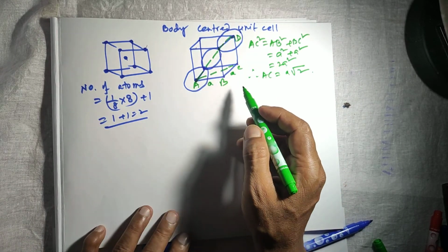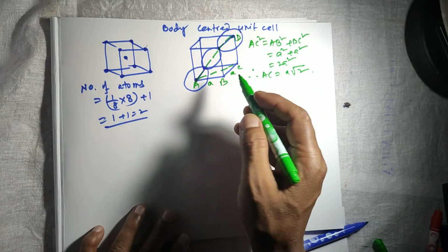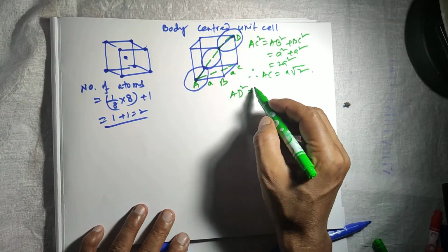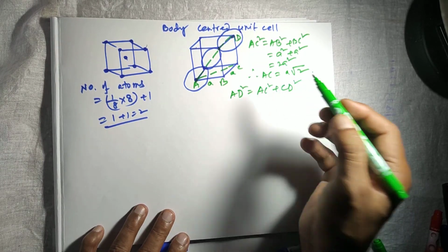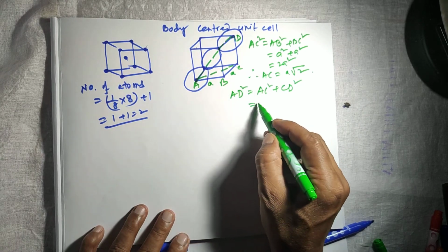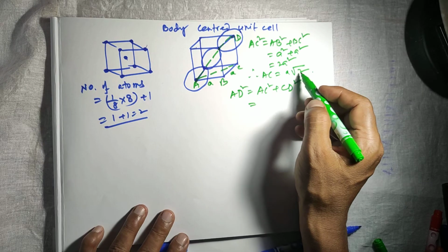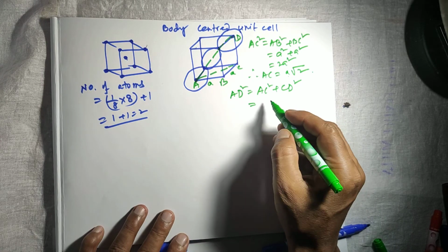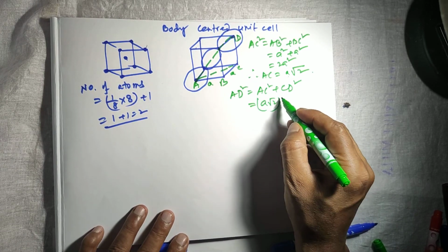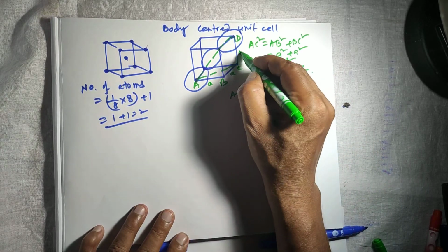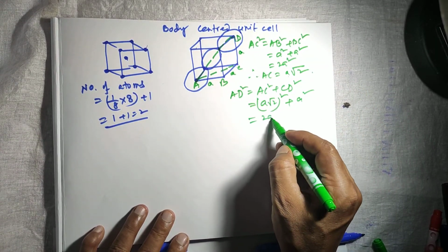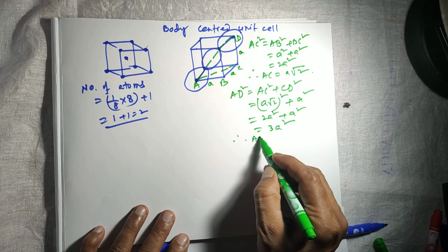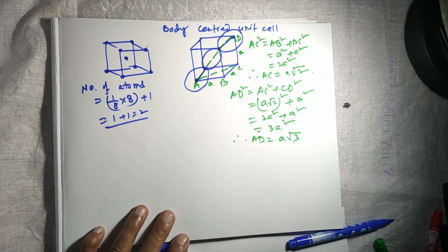In case of triangle ACD, again according to Pythagoras theorem, AD square equals AC square plus CD square. AC, previously I have got the value, a root 2. So a root 2 square plus CD square, edge length is a, so a square, that means 2a square plus a square, that means 3a square. So AD equals a root 3.